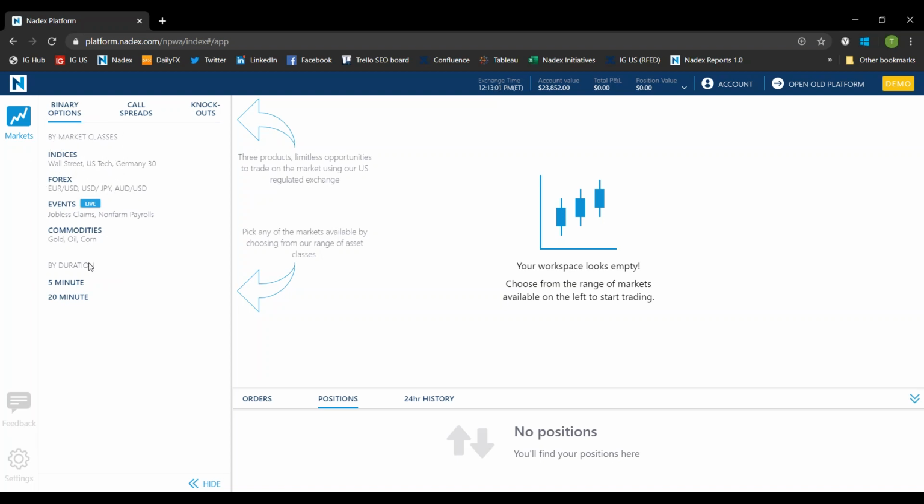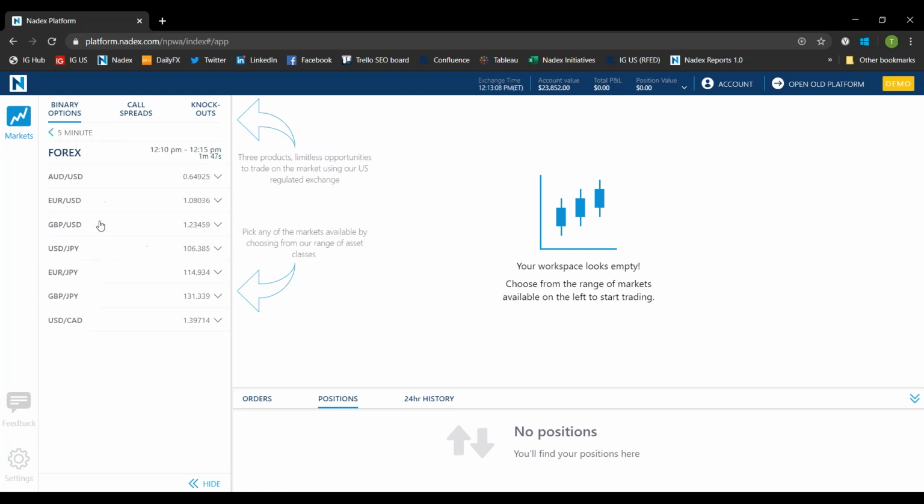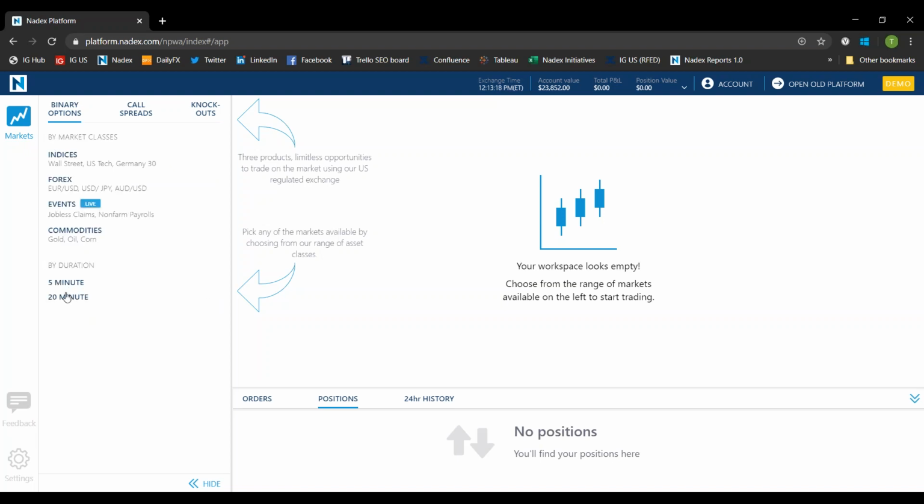But if you want real, fast price action, we do have short term binary products, 5 minutes. What's going to happen in the next 5 minutes? Those are all around foreign exchange currency pairs, highly volatile products, lots of price action, lots of excitement. And we've got 20-minute products. What's going to happen in the next 20 minutes? Those are all around indexes.